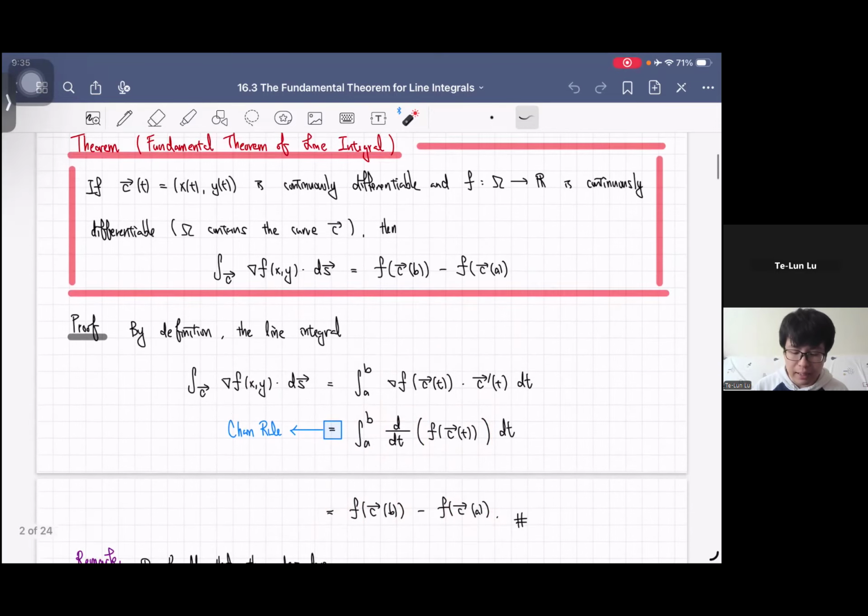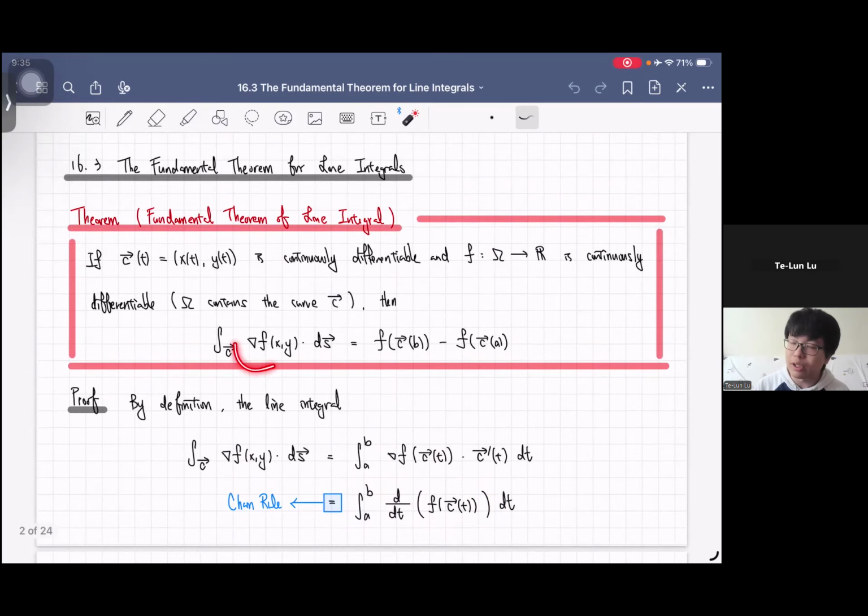Okay, so we see that in the particular case where you're integrating over a vector field, which is a gradient vector field, and don't forget that this property is called a conservative vector field, if you're integrating over a conservative vector field on a curve, then you can simply evaluate that line integral via plugging in the ending and starting points at the potential function f.